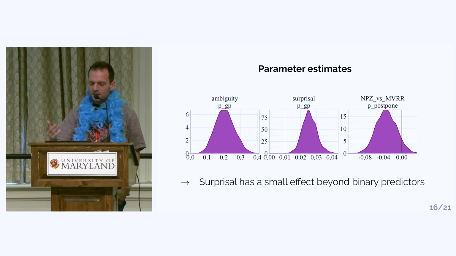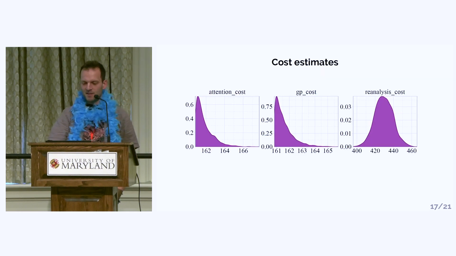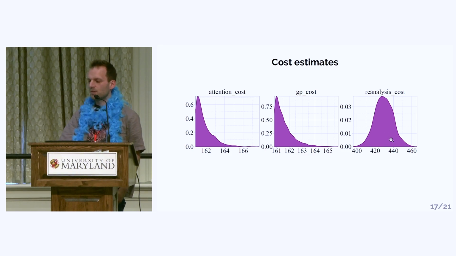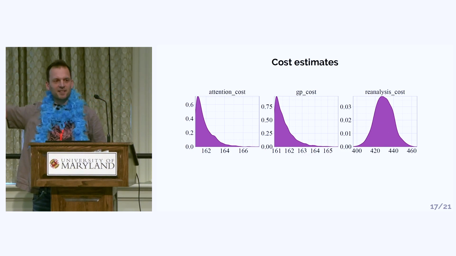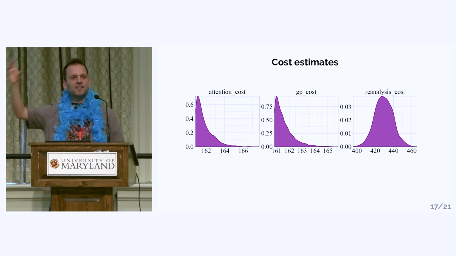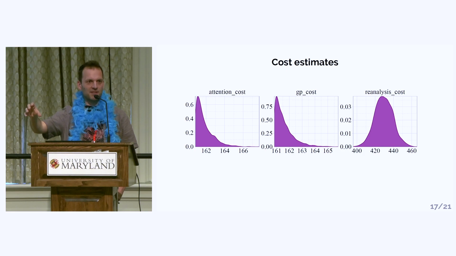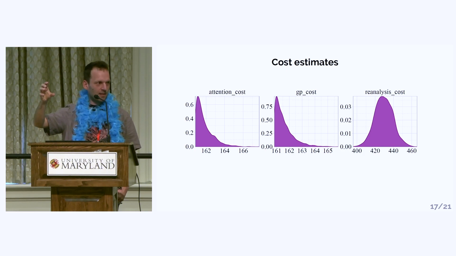Okay, so surprisal apparently has a small effect beyond the binary predictors. What are our cost estimates? Here I want to basically draw your attention to the reanalysis cost, which is somewhere around 430 milliseconds. That is a lot, okay? So the model is saying reanalysis doesn't always happen, but when it happens, it really hits, okay? It's really costly, right?